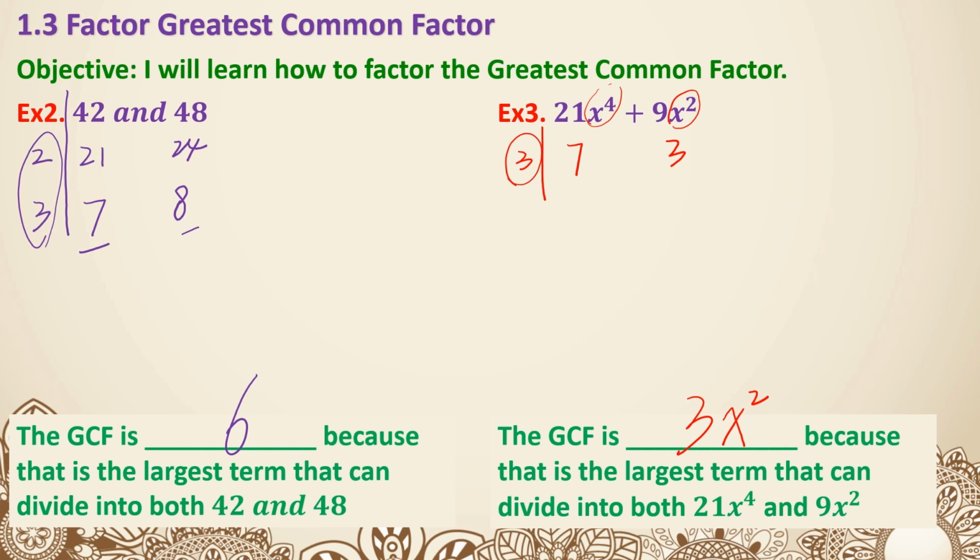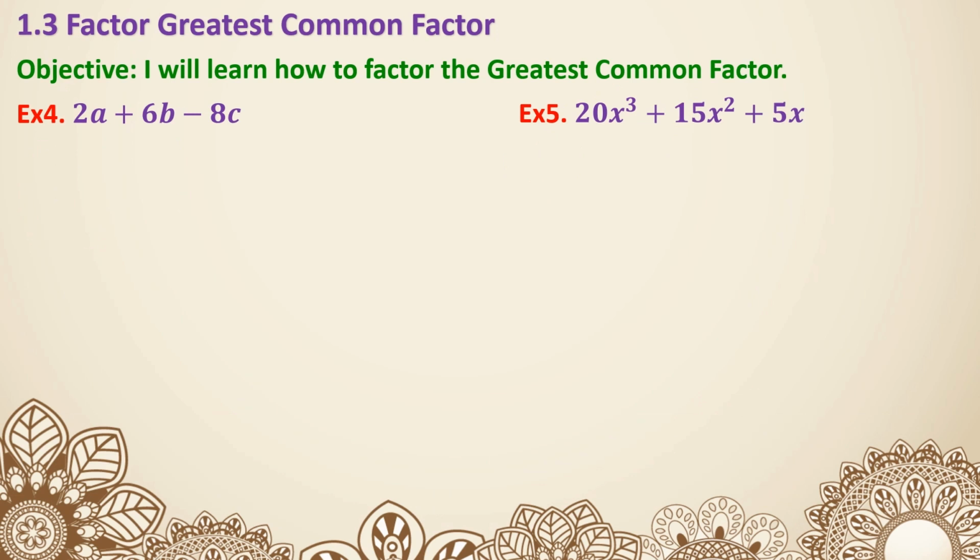That is example 3. Moving on, example 4, 2a plus 6b minus 8c. If you look at each term, always check the variables first. First one is an a, second one is a b, third one is a c. They do not share any variables, so you can't take away variables. The factor now, we need to consider numbers.